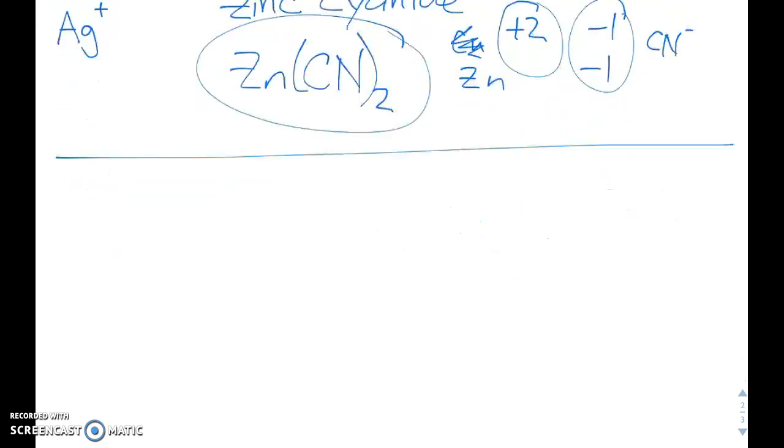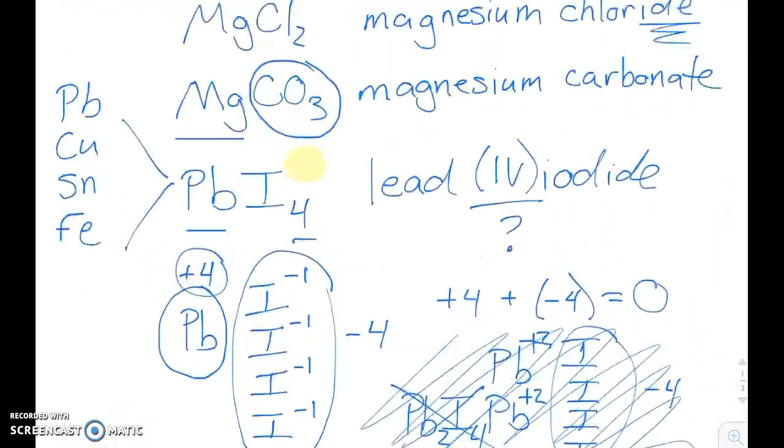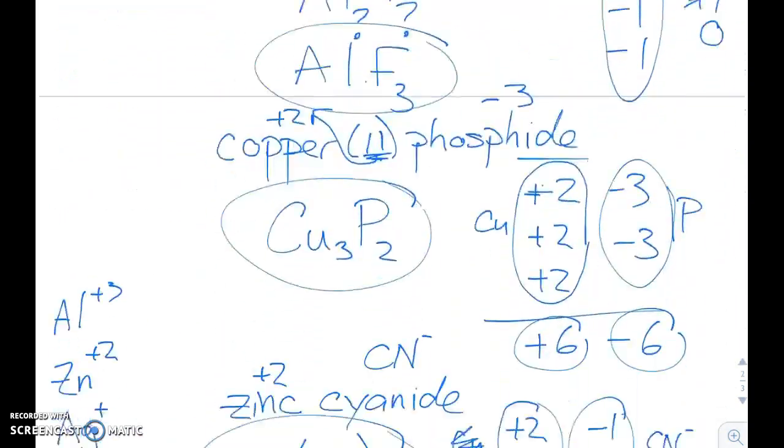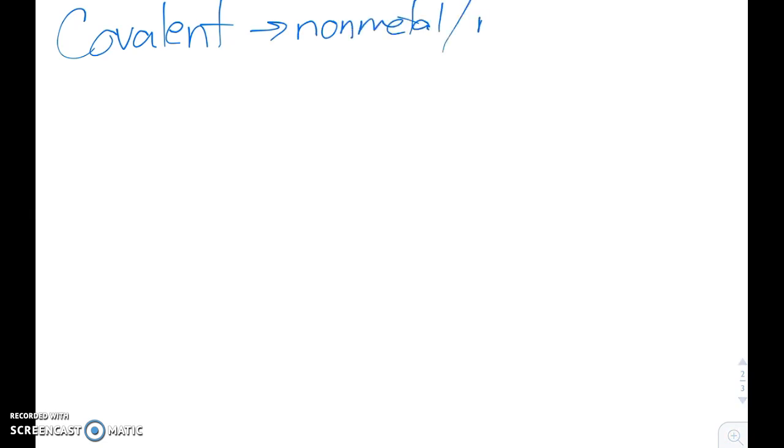So just real quick, though, that is all for, if you remember, I'm going to scroll back up, that is all for ionic compounds. You'll note we did not use any prefixes ever. The other type of compound will be a covalent compound. Covalent is if there is a nonmetal bonded to a nonmetal. These will never, ever, ever have metals in them. And the way that you name them is simply you add the prefixes to indicate how many.